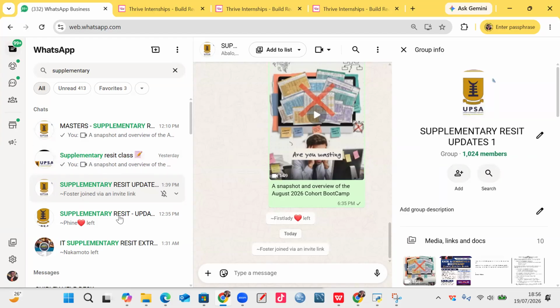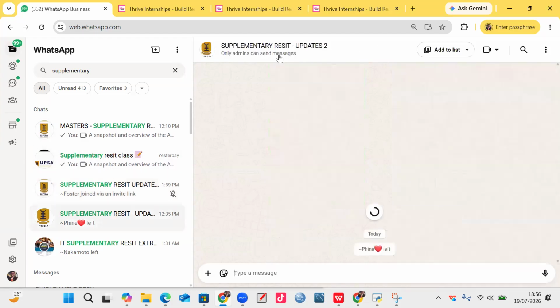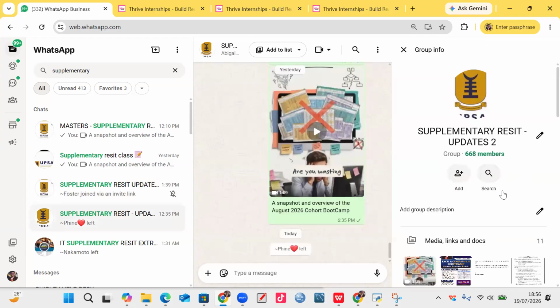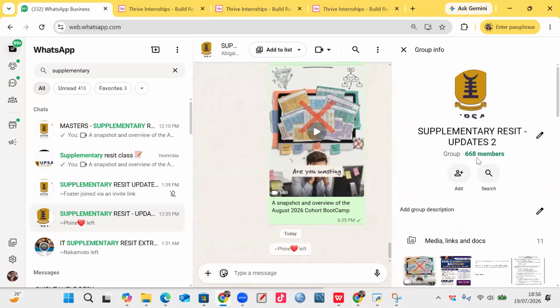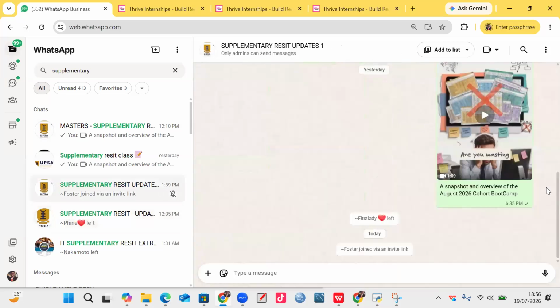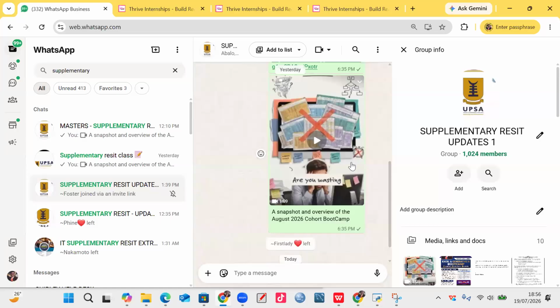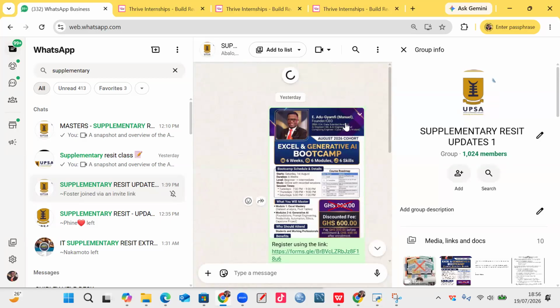This is group 1. Look at group 2. These are 668. Apart from me, I'm the only admin, and my guy too. My guy has finished UPSA long ago. All the students have resits. 666 have resits. So add the 666 to the 1,022 here. I'm even organizing a course for them. I'm organizing an Excel and generative AI boot camp. It's a course for them. I said they should pay, so I teach them. And some of them have started paying. So don't joke.